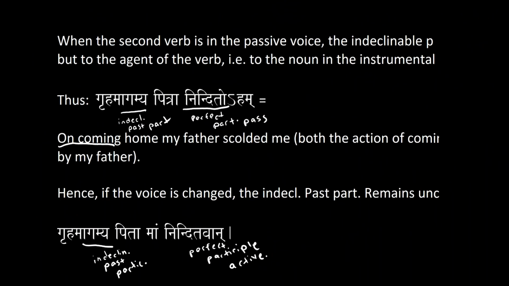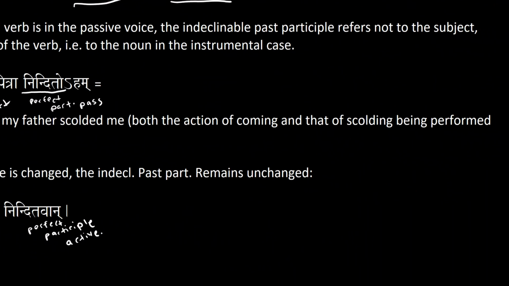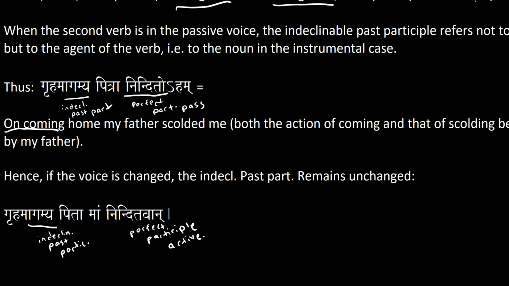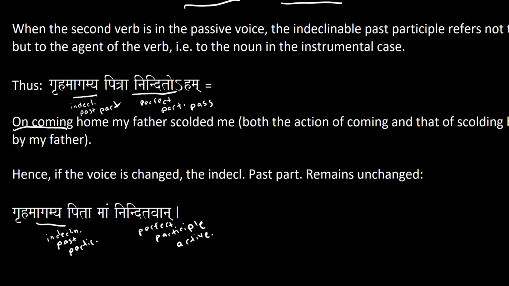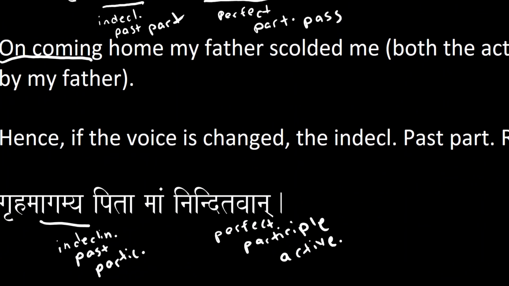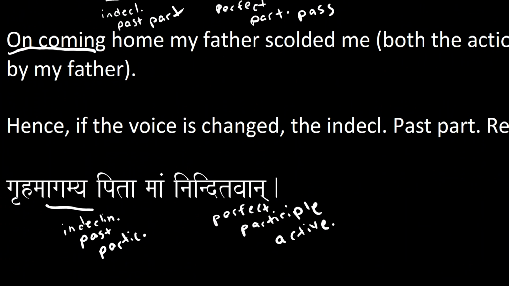So again, when the second verb is in the passive voice, the indeclinable past participle refers not to the subject, but to the agent of the verb. So to the noun of the instrumental case. So pitra is in the instrumental case here. And then pita is in the nominative singular case here.